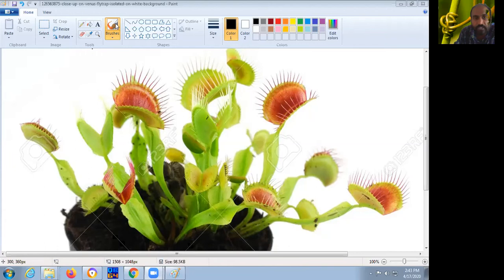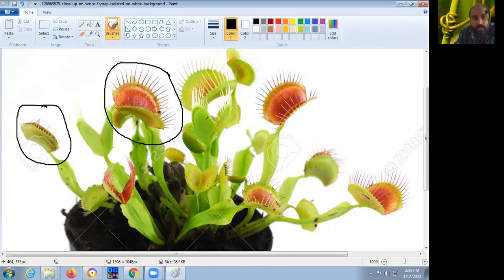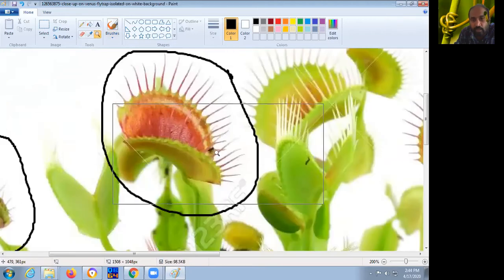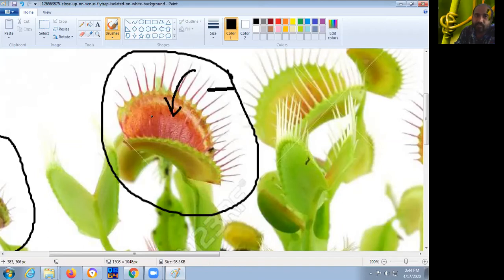Here in this particular one, you can see it's already closed. Here you can see it's already opened. And here you can see one insect is also there. Already one housefly is there. Now what happens in the Venus flytrap? When any insect gets inside the Venus flytrap, it has a lot of tiny hairs. When the insect enters, it moves rapidly here and there. When it moves rapidly, this hair-like structure detects it.